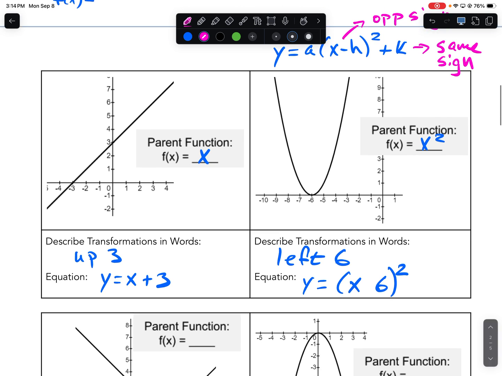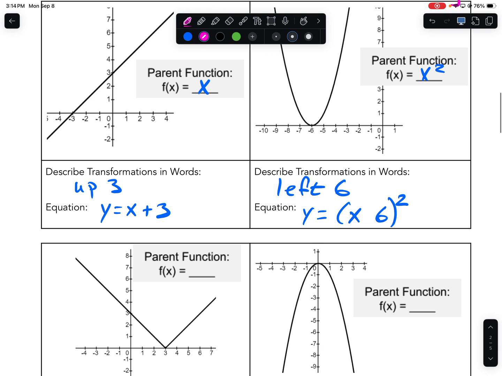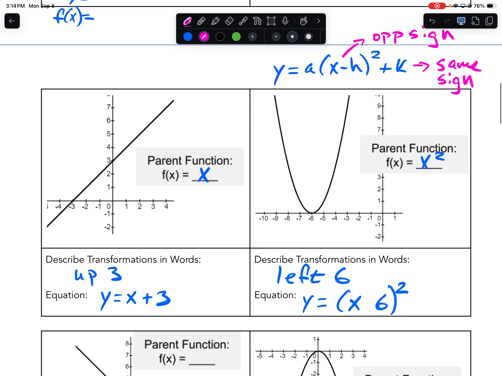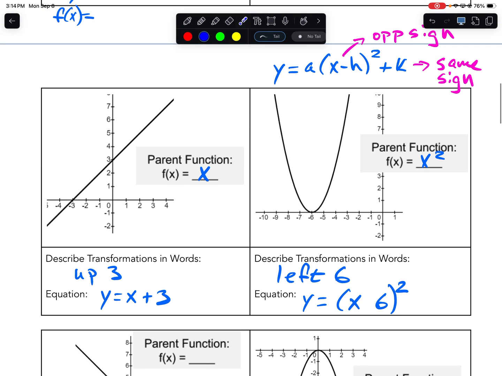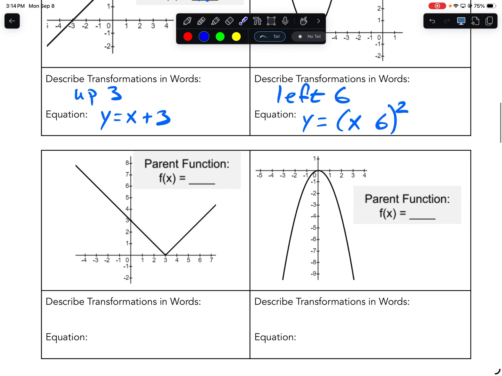So same thing works with absolute value, right? Because I could just change these parentheses to absolute value without the squared. It's still opposite sign, same sign, okay? Doesn't matter what the function is. The transformations kind of stay the same. Okay, where'd this V move?